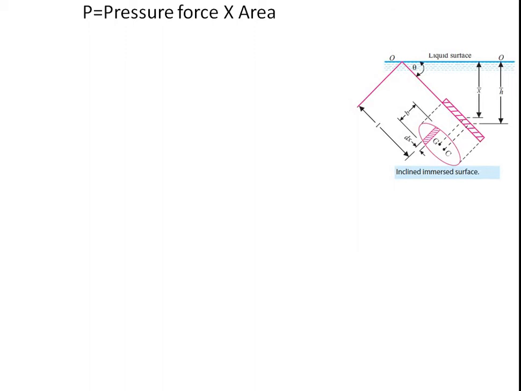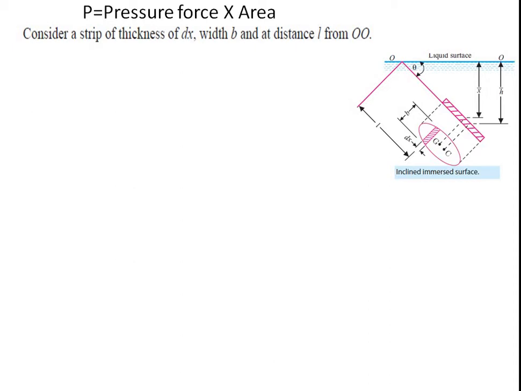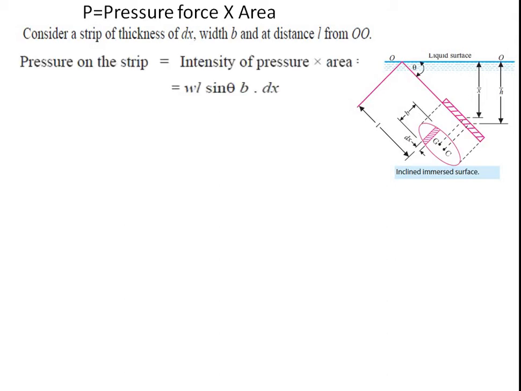Now the pressure force P is equal to pressure into area. Now consider the strip of thickness dx with width B and distance L from OO. Then the pressure on the strip is equal to intensity of pressure into area, and the intensity of pressure we already calculated. It is equal to W L sin theta into B into dx. Now the moment of pressure about the point OO can be given as W into L sin theta into B dx into L.